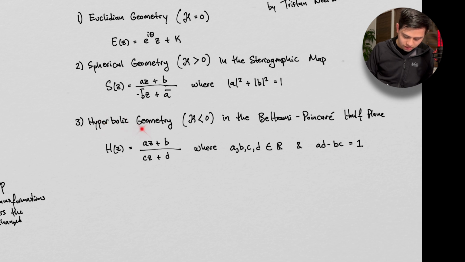And then in the case of hyperbolic geometry, the curvature is going to be less than 0. Again, we've gone over this before, the Beltrami-Poincaré half-plane, and this is what the transformation is going to look like. This is really just a Mobius transformation. And we're going to go over a haphazard proof as to why this is the case for hyperbolic geometry as well. So let's go ahead and do that right now.